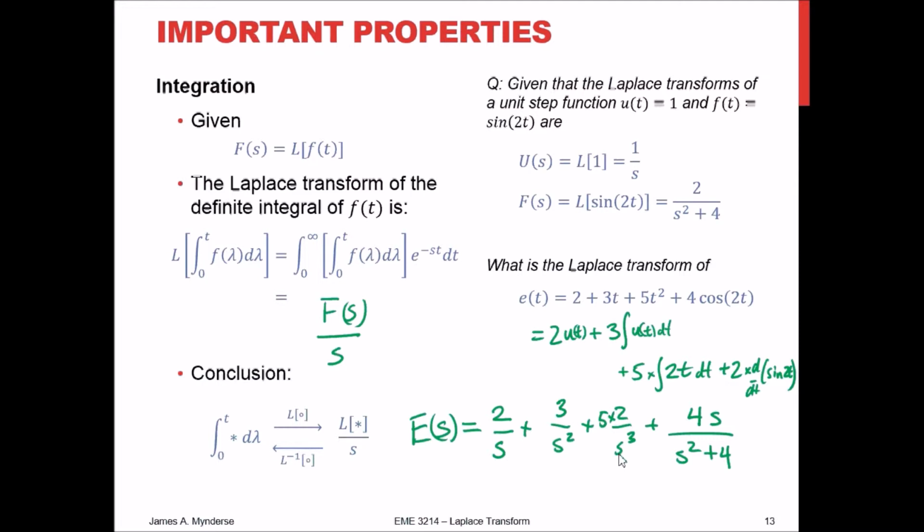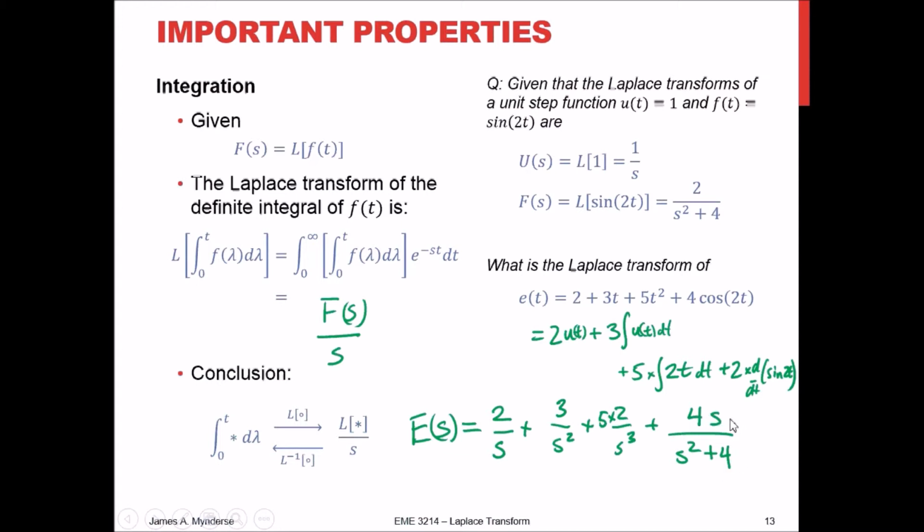And last but not least, let's deal with this one. This is 2 times the derivative of this function. So we have a 4 instead of a 2, and we multiplied by s. We multiplied the entire thing by 2 from here, and by s for the differentiation. And we have this.